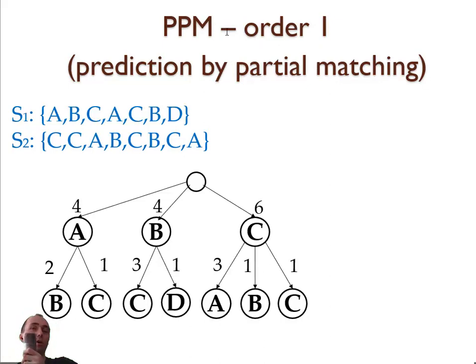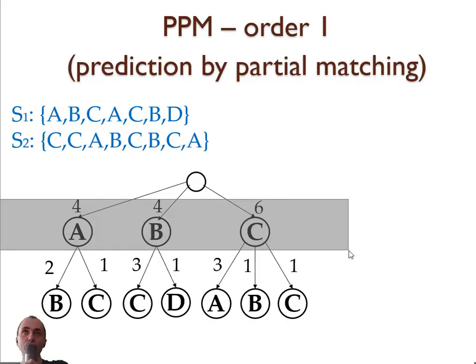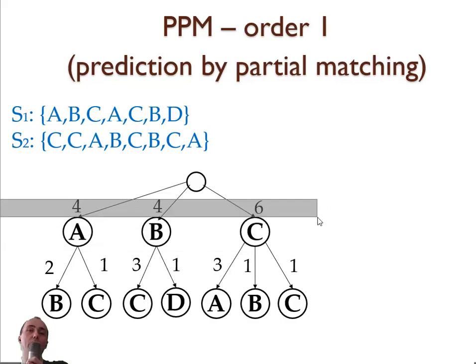PPM can be order 1, order 2, and so on. Here we have two sequences to train our model, and we'll build a graph that looks like this. It is like a tree, and at the first level of the tree we have all the symbols like A, B, C, and on top of them the number of times that they appear. A appears 4 times, B appears 4 times, and C appears 6 times.